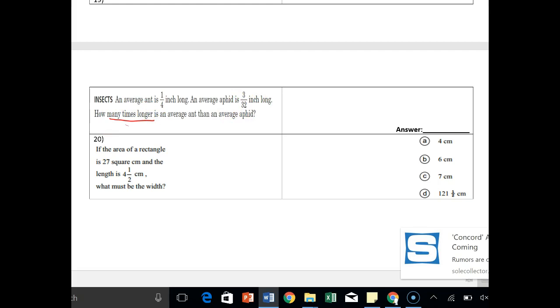So we're actually going to go ahead and divide on this problem. So we're going to say 1/4 divided by 3 over 32 here, right? Because if I figure out what this answer is, then that answer times 3 over 32 will give me 1/4, which will tell us how many times larger the average ant is. So we flip this. We'll say 1/4 times 32 over 3.